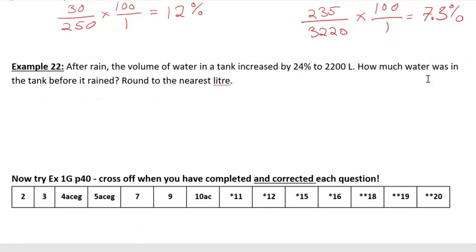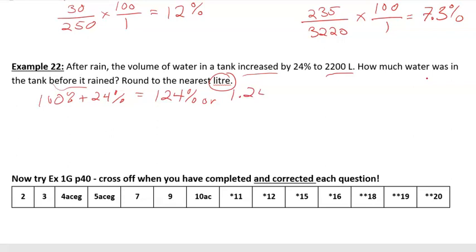Okay, after the rain, the volume of water in a tank increased. So we're increasing by 24% to this amount. How much water was in the tank before it rained? Round to the nearest liter. Okay, so what are we going to do? So what we've got is, we had 100%, and that is added another 24%. So we're looking at now, this very moment, we have 124%, or in decimal terms, we have 1.24.